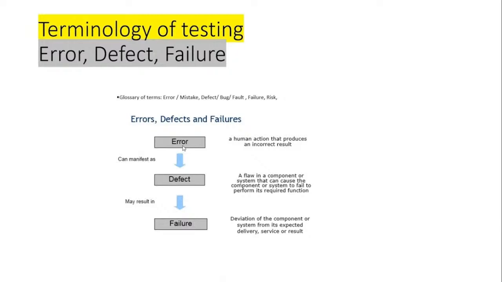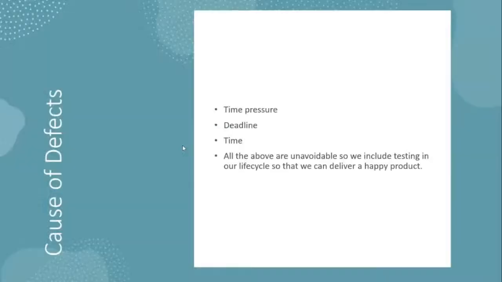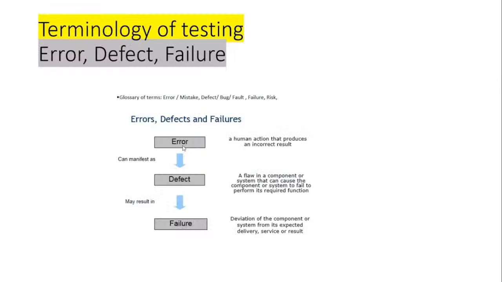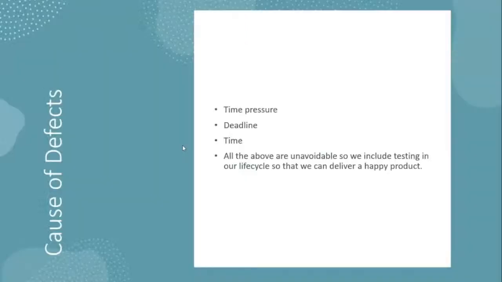These terminologies are very important for you to understand. There might be different reasons for defects to be caused, so we'll see some of the causes of defects. It might be time pressure. When I give my requirement, I might tell the developer I want this product in 1 or 2 days, which is highly impossible for the developer to develop.